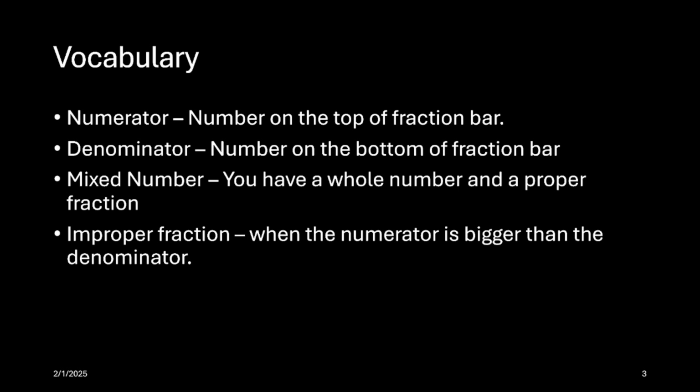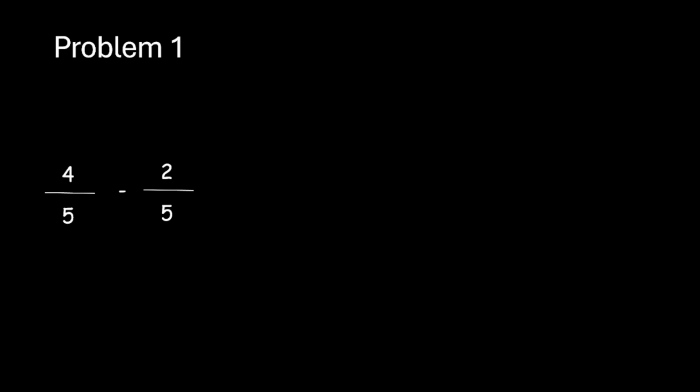Let's do a question with subtracting fractions with the common denominator. So we have problem number 1: 4 over 5 minus 2 over 5. The rule for subtracting fractions is you just subtract the numbers on the top, and the number on the bottom stays the same. So the 5s stay the same. You do not subtract 5 with 5. You only subtract the 4 and the 2. So 4 over 5 minus 2 over 5 is 2 over 5.